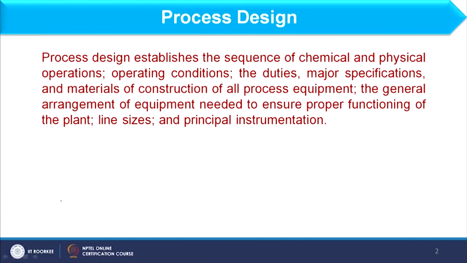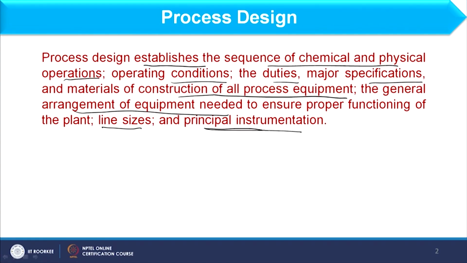Process design basically establishes the sequence of chemical and physical operations, operating conditions, duties, major specifications, material of construction of all process equipment and arrangement of the equipment needed to ensure proper functioning of the plant, line size, and finally the principal instrumentation. So, process design basically connects different factors which are associated with the process.